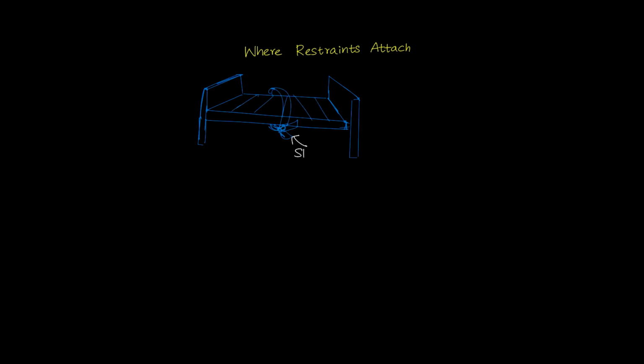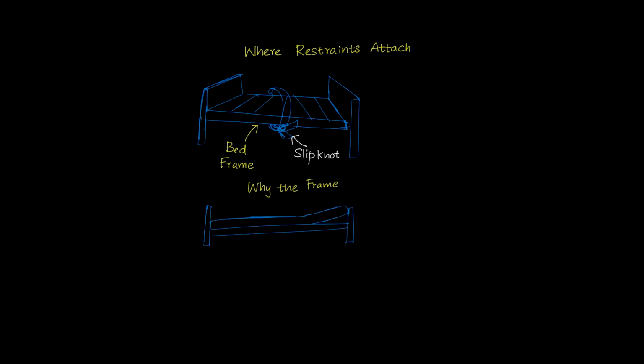Restraints go to the bed frame, not the rails or the headboard. The study guide is specific on this point. Tie restraints to the bed frame itself using slip knots. The frame stays stable when the bed rails move or the head of the bed rises and falls. That stability protects the patient from injury during routine care.